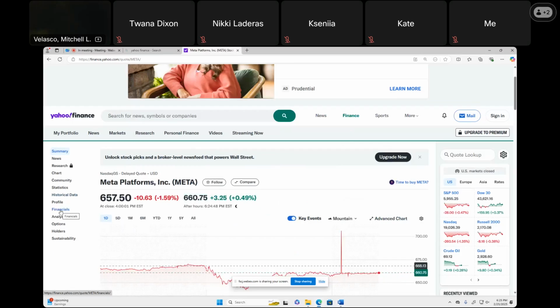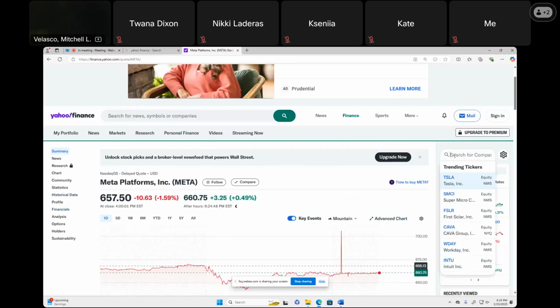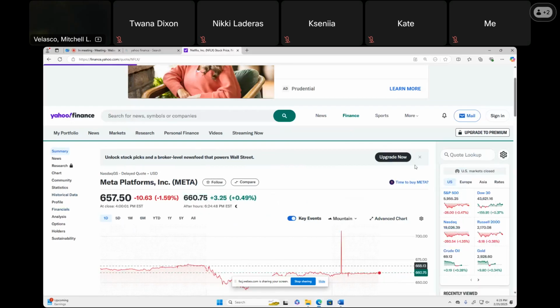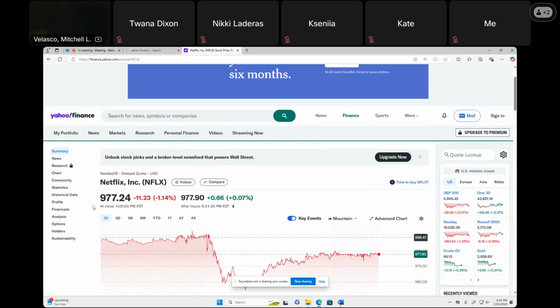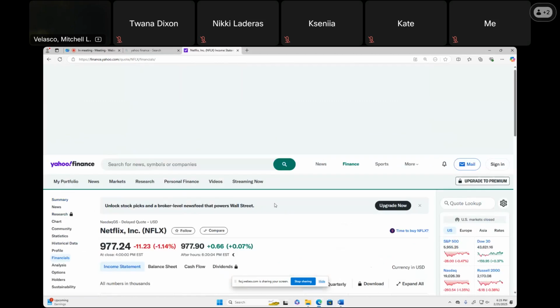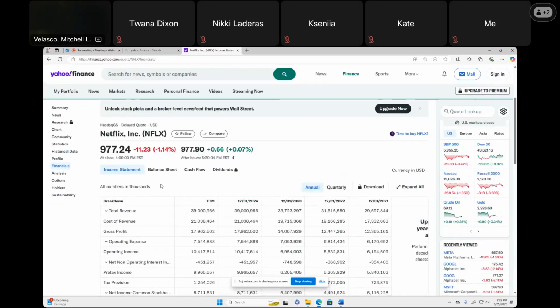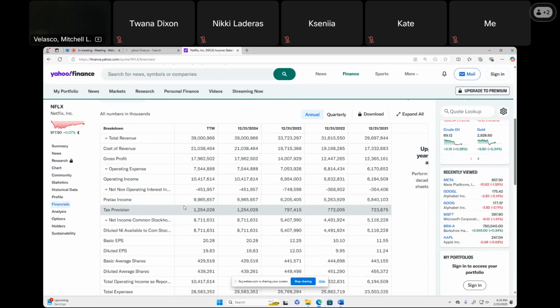So if you go to, and let me just go back to Netflix, because this would be a good example. When you go to the summary page, you'll see the little menu here. And again, I'm just using Yahoo Finance, but other finance sites will be similar. I'm going to click on the financials link. And when I click on financials, you'll be able to see their income statement, their balance sheet, and their cash flow. So it's hard to fake revenues, top line.